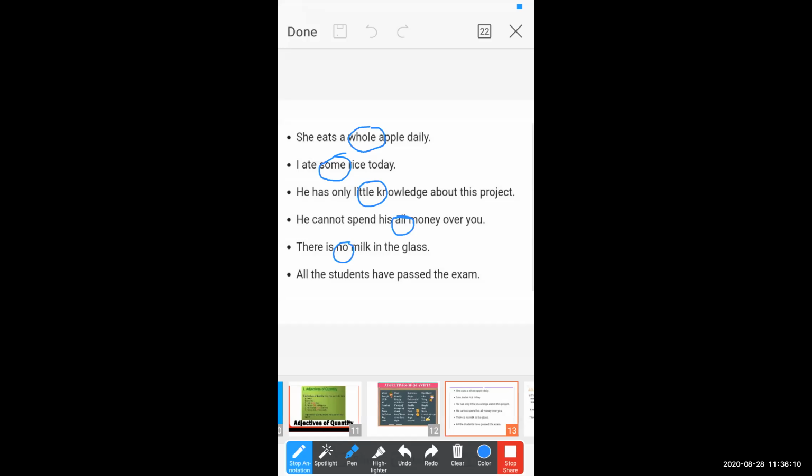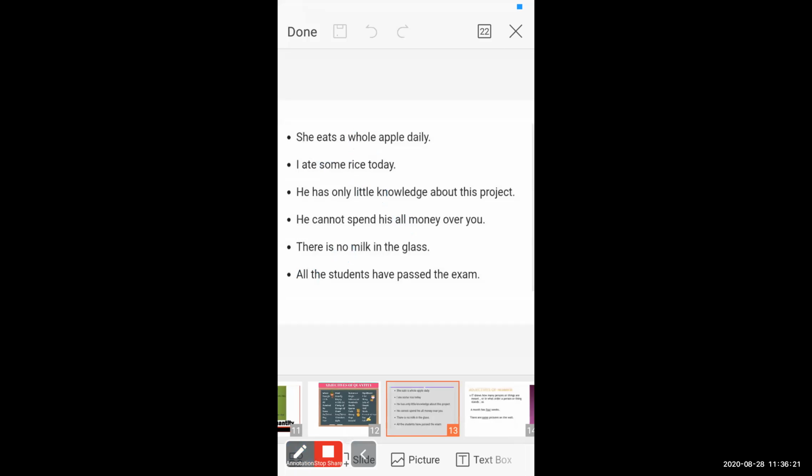All the students have passed the exam. The total number of students is not mentioned over there. Here it is just written "all". So "all" comes under quantity. So this kind of word comes under the adjective of quantity.